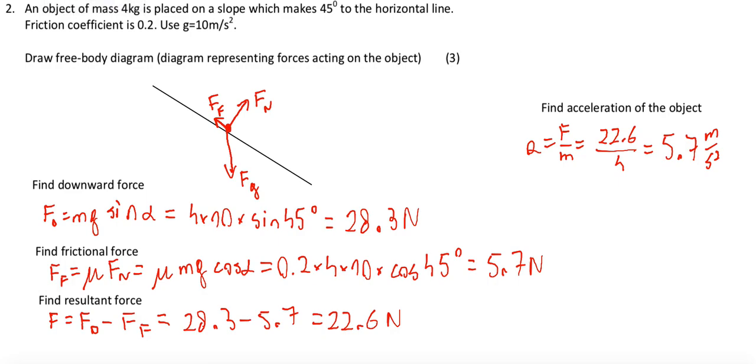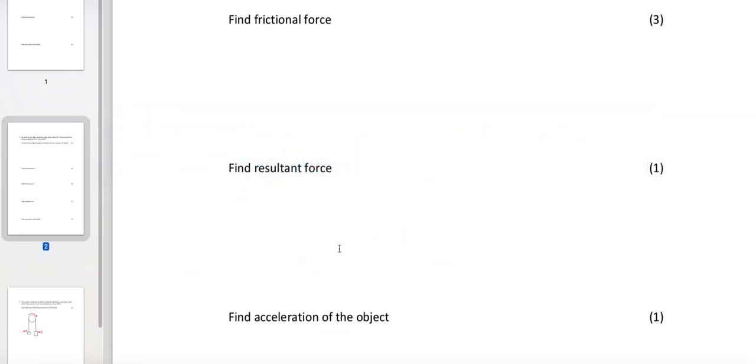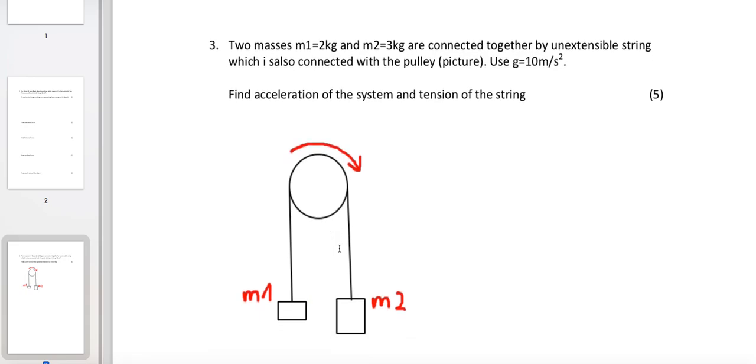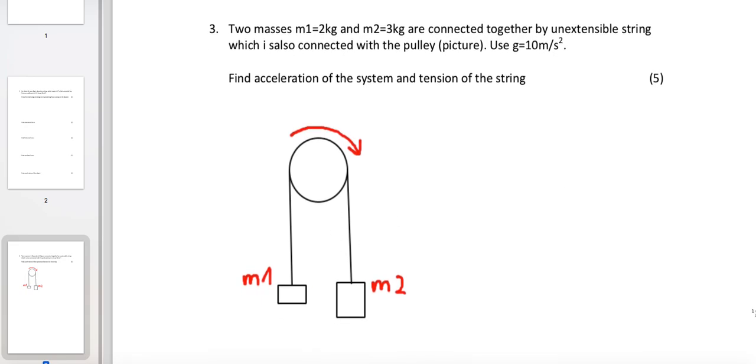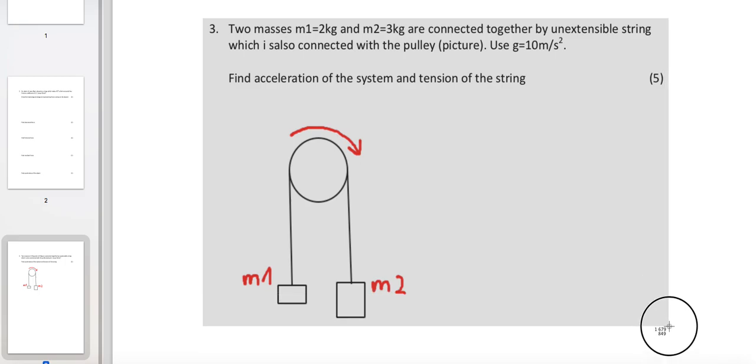Okay, and last exercise number 3. Exercise number 3. Probably your favorite, because most of you did this exercise correctly. Most of you, not all of you, most of you.